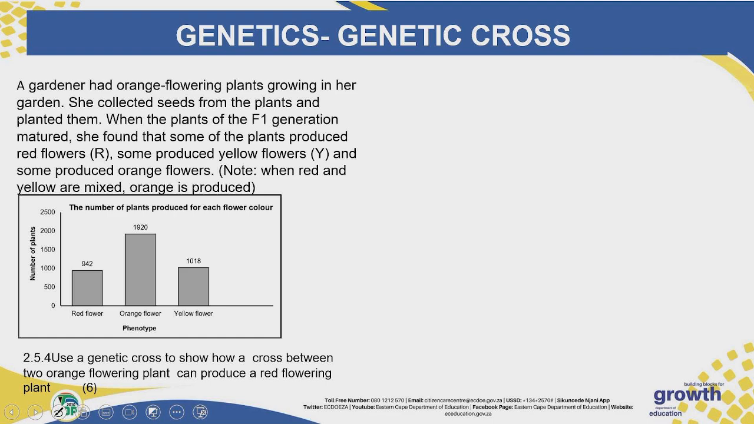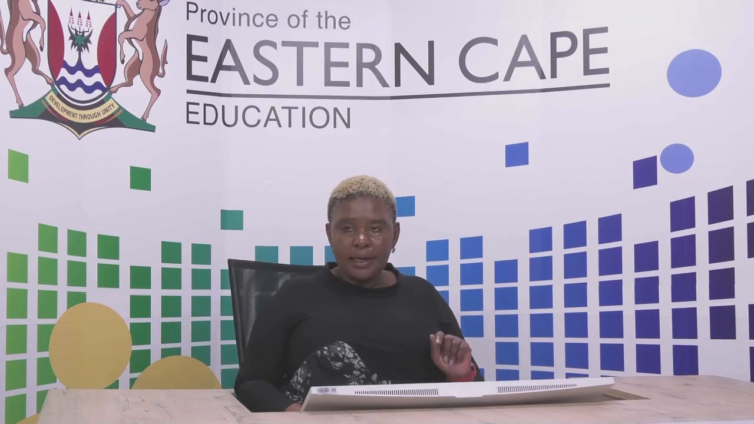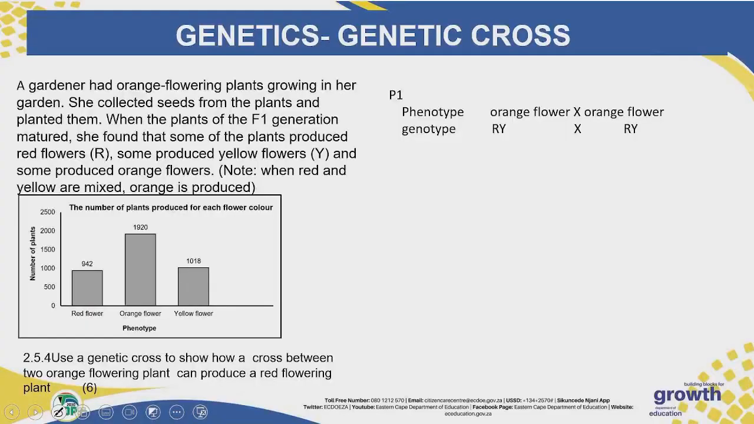Now you will remember I said here you've got show marks, 2 marks that you can get easily here. Firstly, you have to indicate the P1 or the first parental generation, indicate the phenotype, and then you indicate the genotype. So it says in this question, use a genetic cross to show the crossing between 2 orange flowering plants. So you are crossing orange with orange, and because this is incomplete dominance, we are going to use the R for the red flowers and the Y for the yellow flowers.